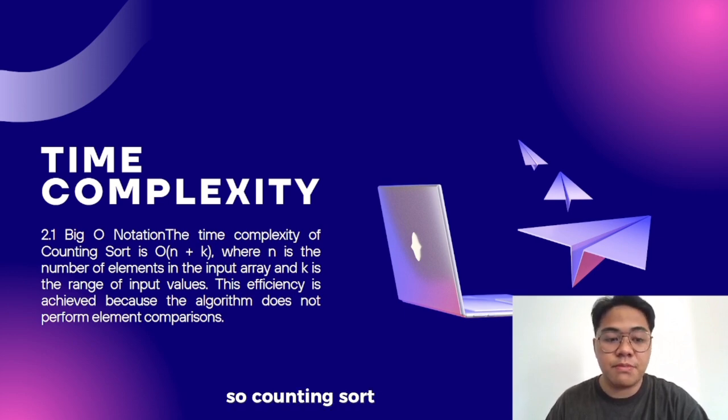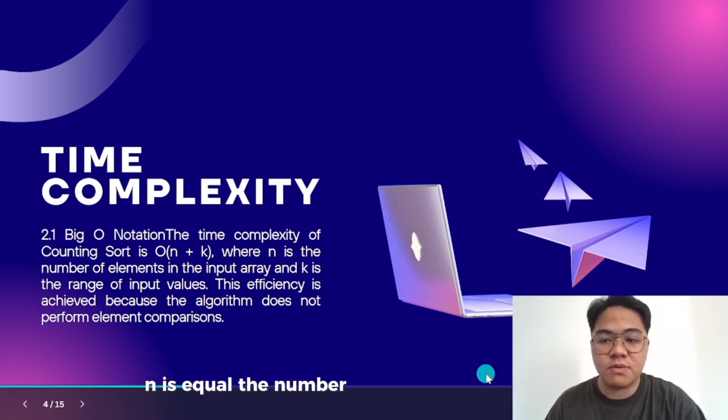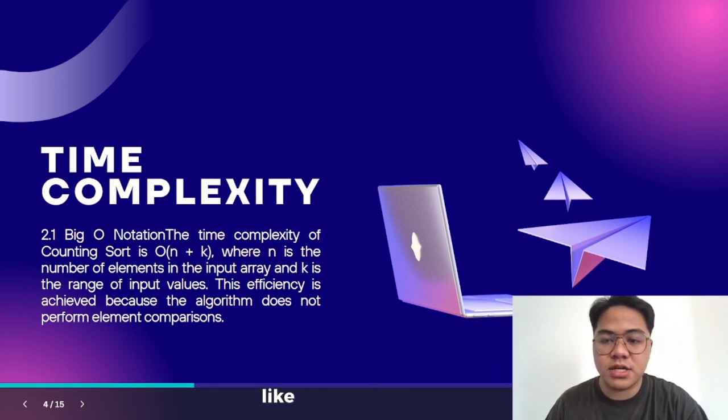So counting sort has a time complexity of O(n + k). n is equal to the number of items to sort. k is equal to the range of values, like 0 to 100. For discussion, counting sort is especially efficient for small or fixed ranges of integers.